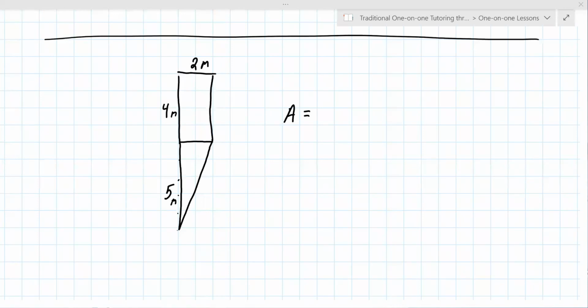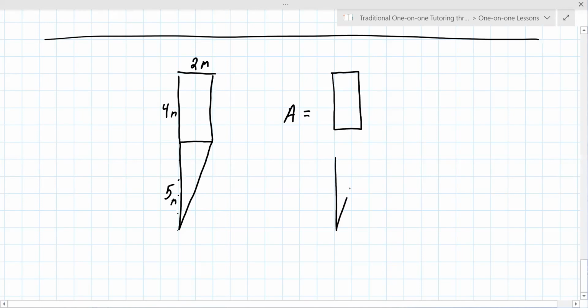How are you doing on this one? I think 4 times 5 is 20. That's not a shape. You've got this rectangle, and then you've got a triangle. So 4 times 2 is 8. 8 what? What are the units? 8 meters squared.